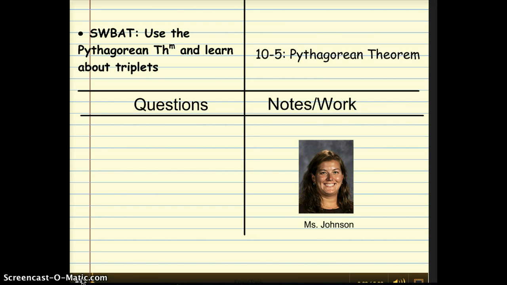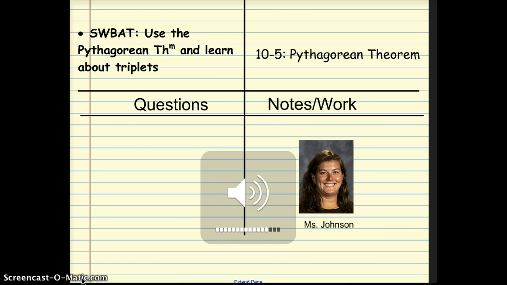Johnson with 10-5, the Pythagorean Theorem. Today we're going to learn how to use the Pythagorean Theorem, and this is the abbreviation for theorem, and learn about Pythagorean triplets.